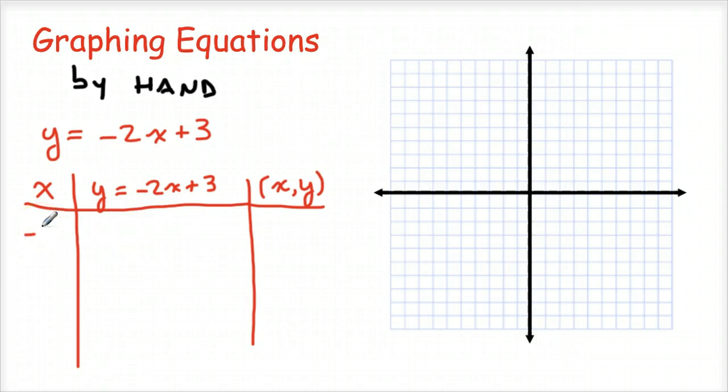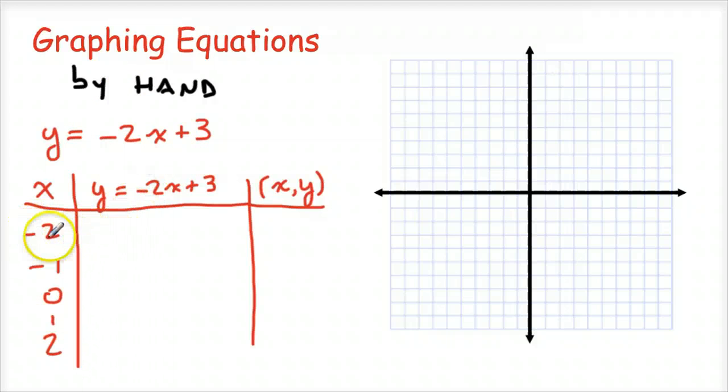Generally speaking, it's a good idea to use the values negative 2, negative 1, 0, 1, and 2, because that gives me a couple points on each side of the y-axis and, especially with a simple linear equation like this, should give me enough of an idea of how to graph. With a linear equation, you really only need 2 points to graph a line, but we'll use all 5 of these to make sure we're doing everything right.